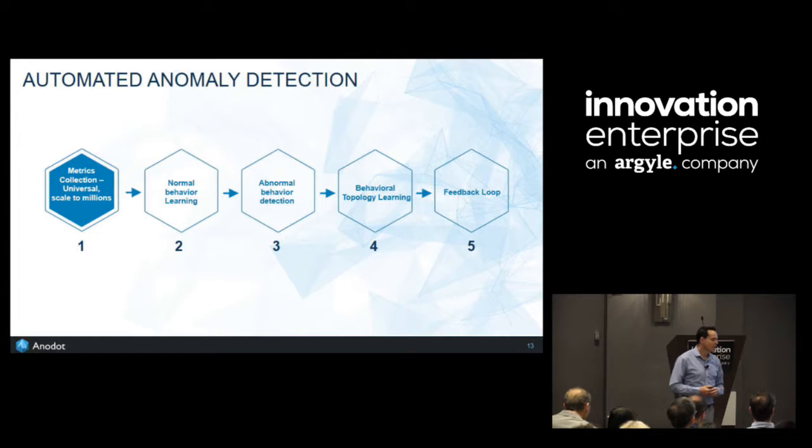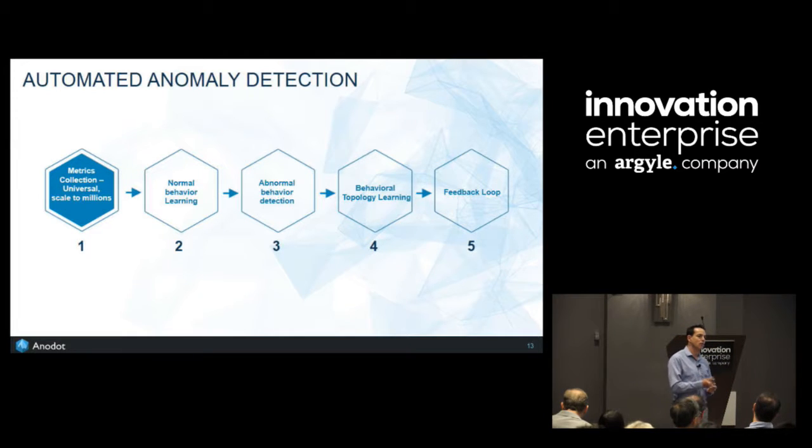Okay. Now, let's talk about the first step. The first step is metric collection. In metric collection, we are talking about several points: universal, scale to millions of metrics, and granular. Universal means that you want a system that is able to collect data from any type of source. I show different verticals, but also within the same vertical, you want to collect data from business, from IT, from different departments, and so on.